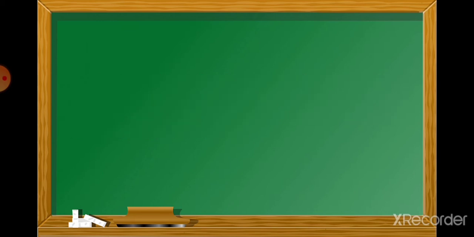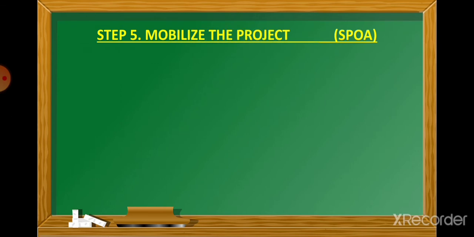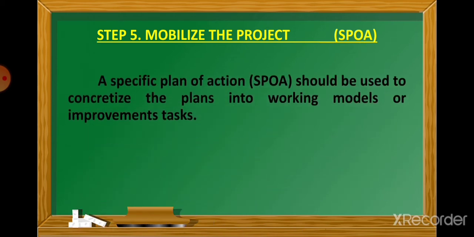So that's it. Let's proceed to step 5. Mobilize the project. The SPOA, a specific plan of action, should be used to concretize the plans into working models or improvement tasks. So more than being a guide for future projects, the SPOA is a tool that can be used to track and validate current projects.